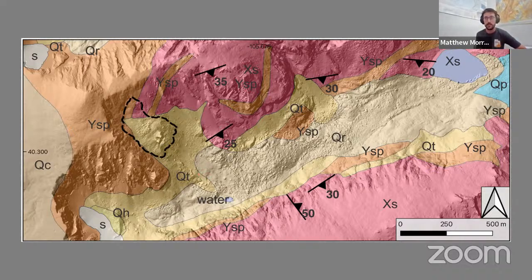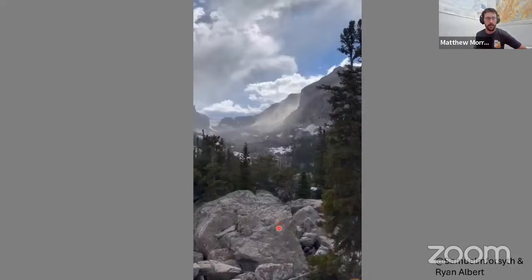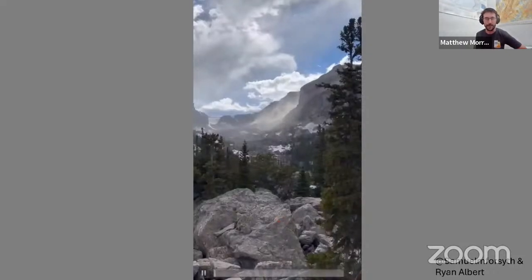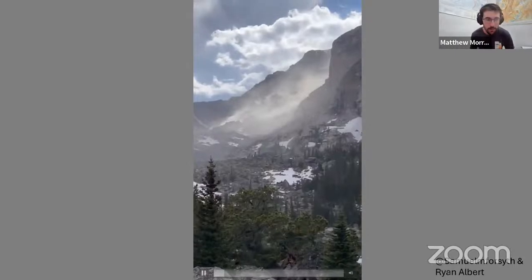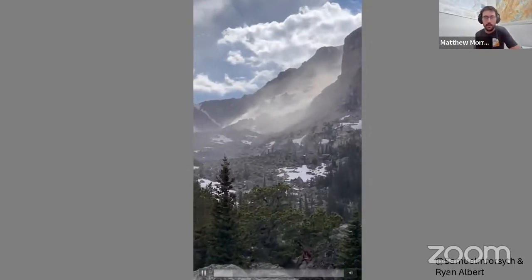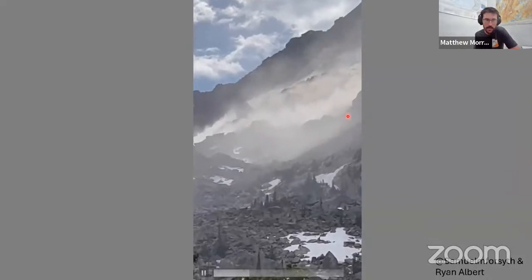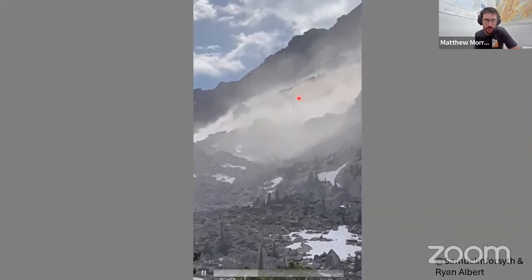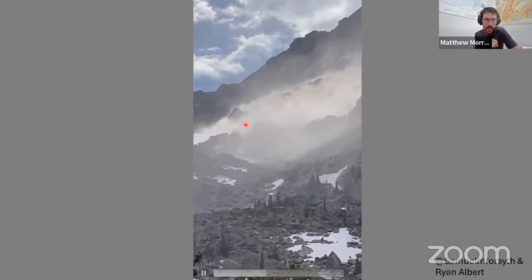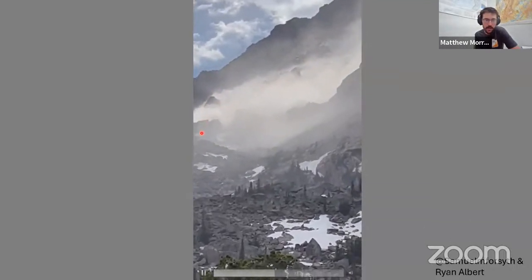What really motivated the study was, I feel like a lot of science these days, a video on Twitter, or the social network formerly known as Twitter. This is from Lake Haiaha. The person will zoom in several times, but you can see this big deposit moving slowly down the slope. There's very large boulders in here.